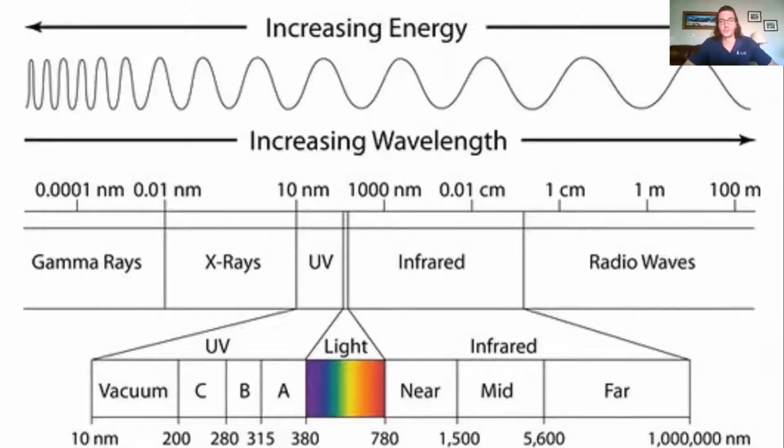And then if you notice to the right of light, it says infrared. So infrared radiation is the type of radiation that is responsible for heat. So that's where we get our heat from. That warms all of our habitats and our different environments. And so that's a really, really important type of wavelength as well.